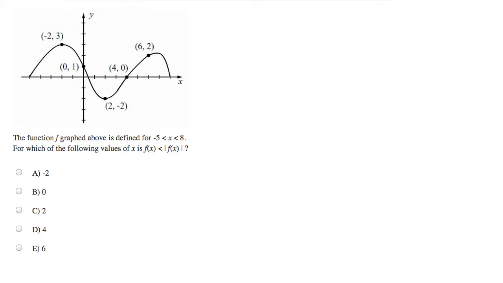To answer this question, we need to know how to do two things. One, we need to know how to read functions correctly. And we need to know what an absolute value sign is and how it works. Let's start with the functions.